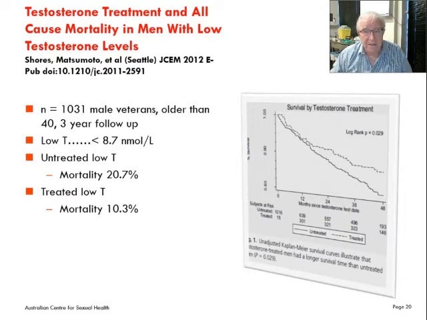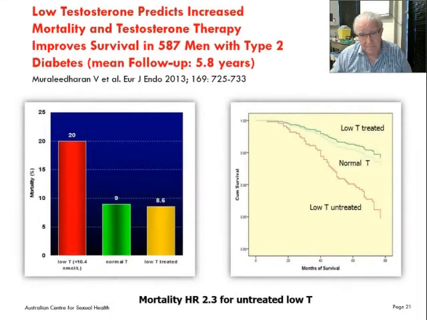In a second study by Shores, which again looked at the relationship between testosterone deficiency, testosterone replacement and mortality, the mortality at 3 years for untreated hypogonadism was 20.7% and was 50% less at 10.3% for men who received testosterone replacement therapy. Other studies have confirmed this finding.